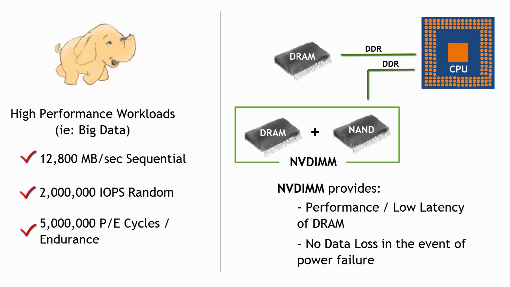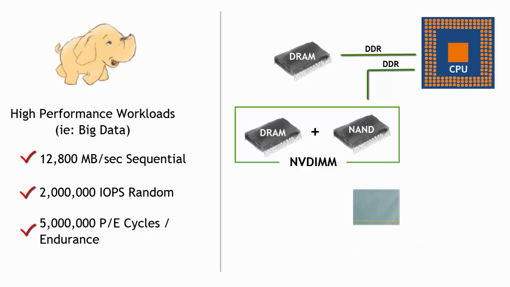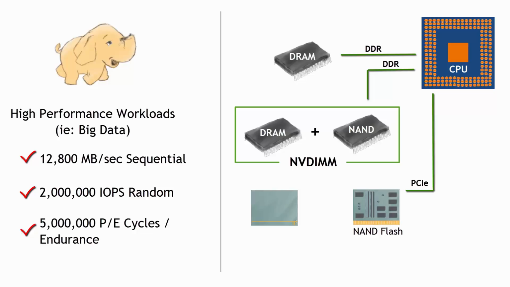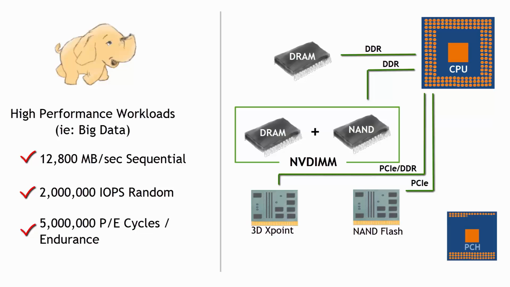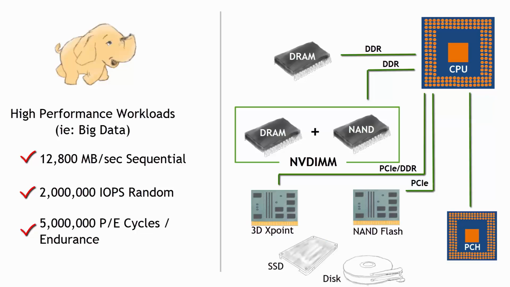So there are other storage mediums that we can look at as well, hanging off of the CPU. NAND Flash is one of them that uses PCIe. And then we have a hybrid, 3D XPoint, that's coming out that's PCIe and DDR. So that's a hybrid. And then, of course, we have the southbound hub here, for example the PCH chip, that supports SATA to give us that SSD and disk. Of course, lower performance.